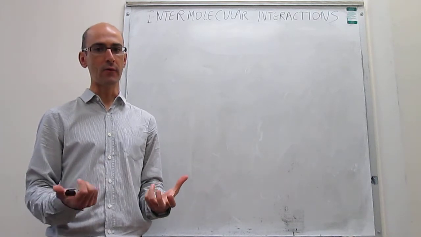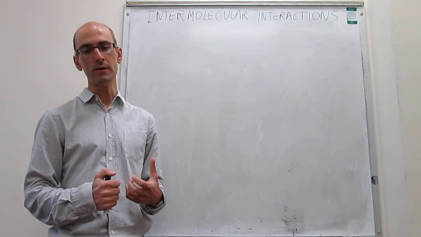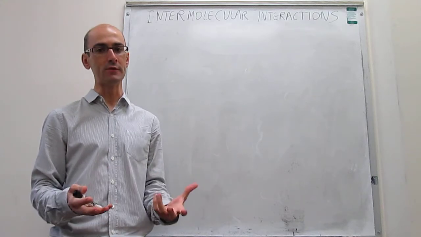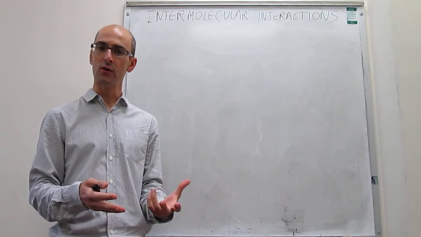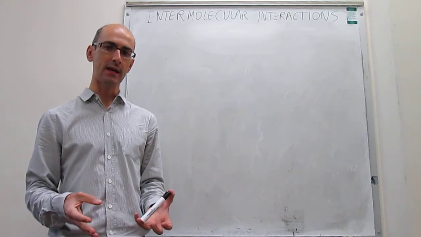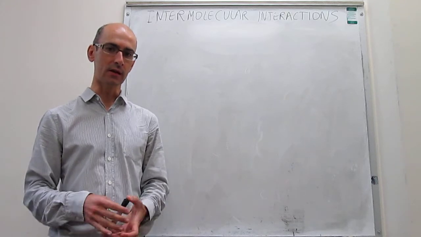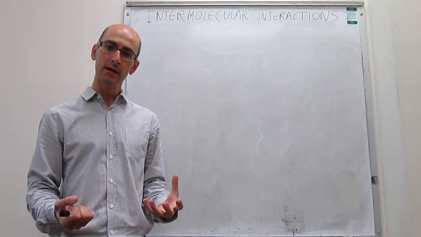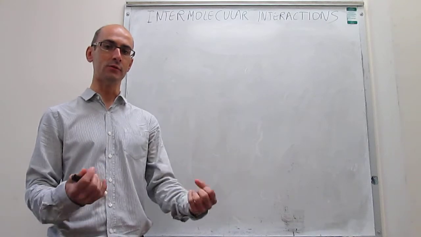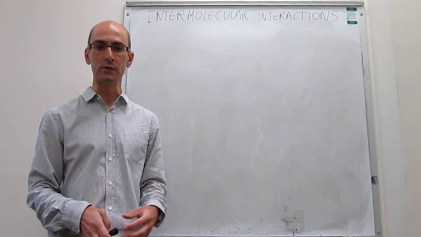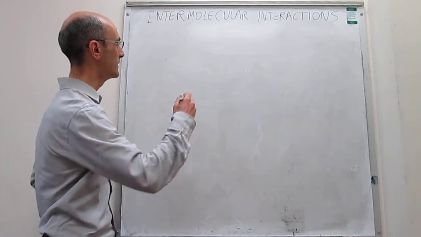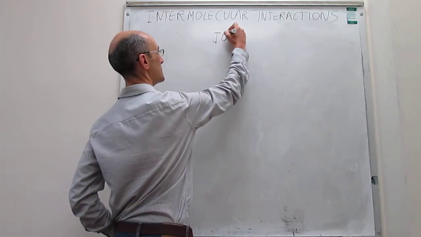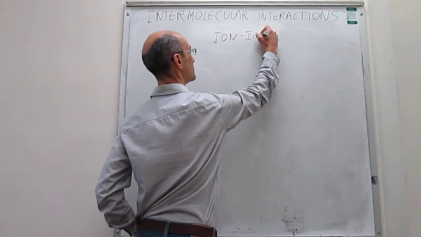Now, the first type of interaction that we talk about here is going to be the simplest one, the one that is actually the root of all interactions, and that's the ion-ion interaction, the interaction between two fully formed ions. It turns out that the law that captures the interaction between two ions is what we know as Coulomb's law.